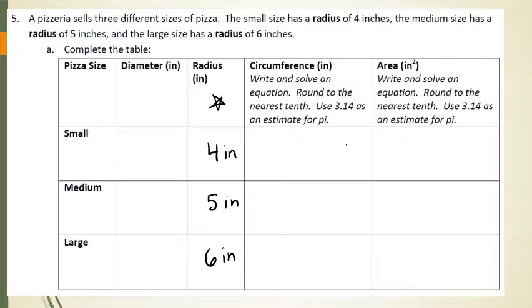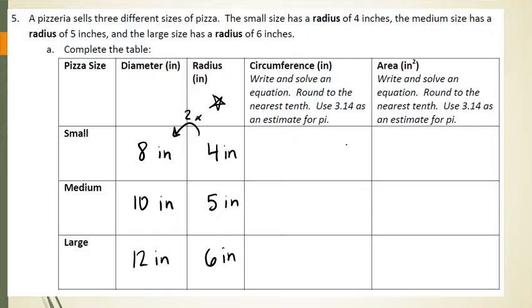So now what is the diameter of the small pizza? If we want to go from radius to diameter, we're going to need to multiply by 2, because the radius is half of the diameter. So the small pizza should have a diameter of 8 inches. What's the diameter of the medium pizza? That would be 10 inches, 5 times 2. What's the diameter of the large pizza? That would be 12 inches, 6 times 2.